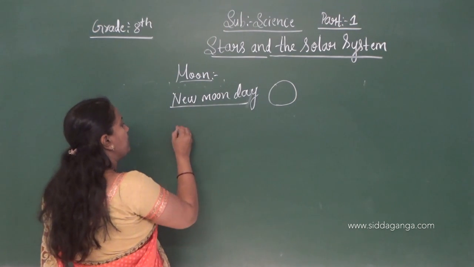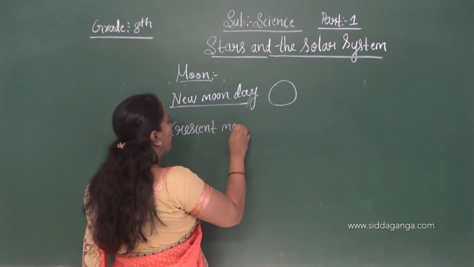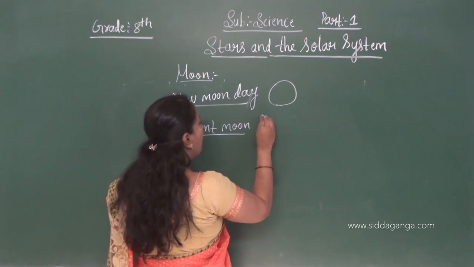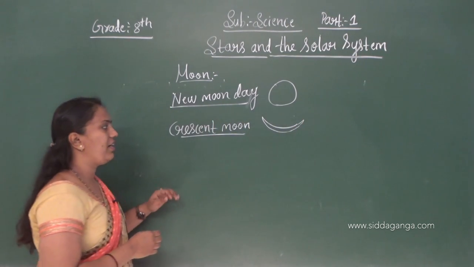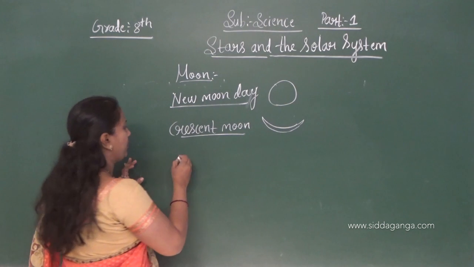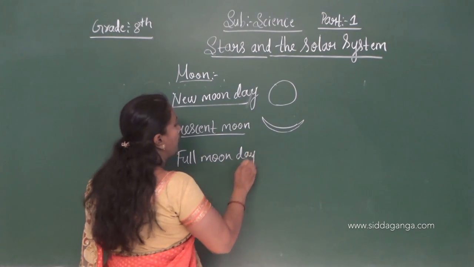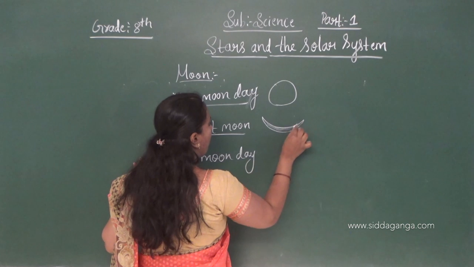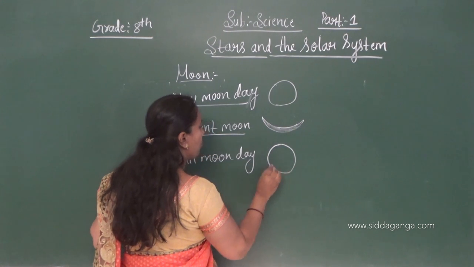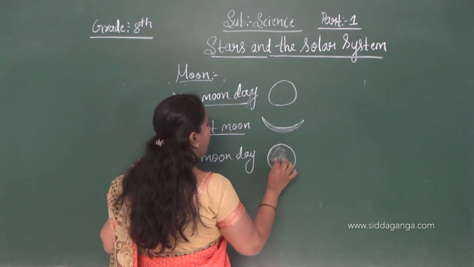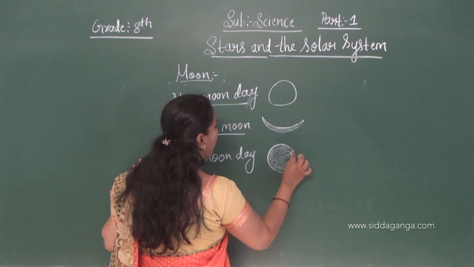Okay, so next, after the new moon day, after some days, we will see a small portion of the moon like this, is it? For this we call it a crescent moon. Next, on the full moon day, we are able to see the moon very brightly. Okay, so these are the phases which are shown by the moon, is it?